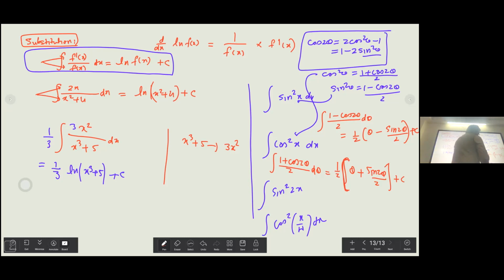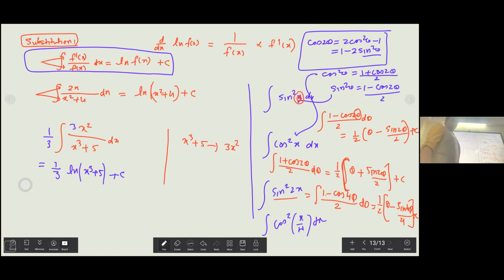Now when you come to the integration of sine square 2 theta: if you had sine square theta, you did 1 minus cos 2 theta. So sine square 2 theta is just going to become (1 minus cos 4 theta) divided by 2. Just remember that you double the angle. Whatever angle you have got, just double it to get the answer. So the integration of this will be half of theta minus sine 4 theta divided by 4, plus c. So this is the integration of this.